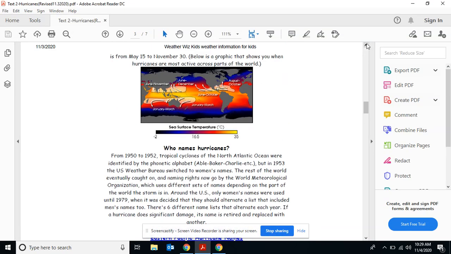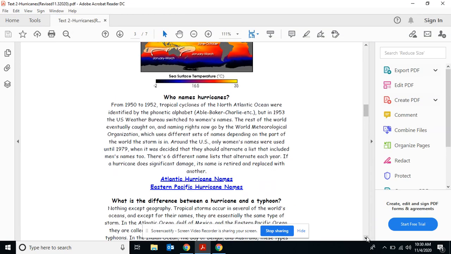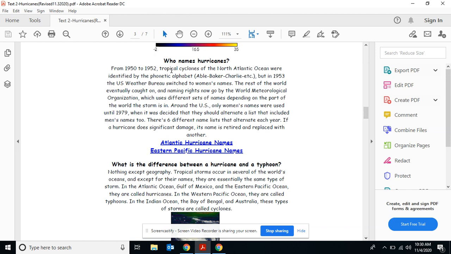All right, now we are going to read the headings: Who names hurricanes, and what is the difference between a hurricane and a typhoon? Remember, if the heading is a question, your gist should answer that question. So let's figure out who names hurricanes. And we're also going to figure out what's the difference between a hurricane and a typhoon.